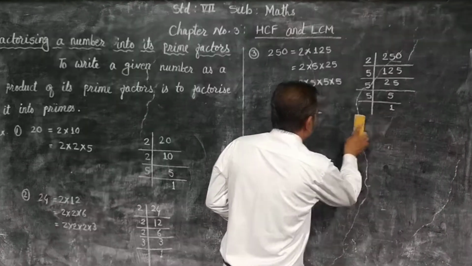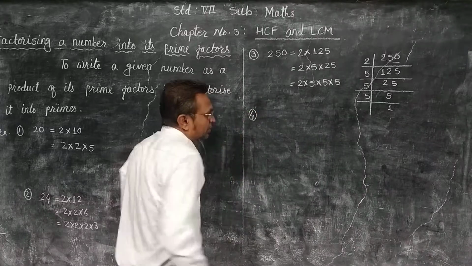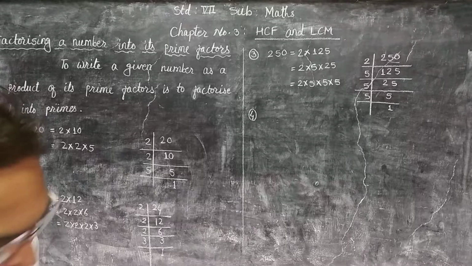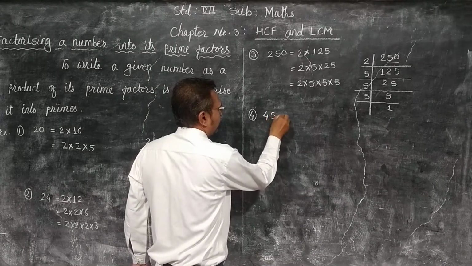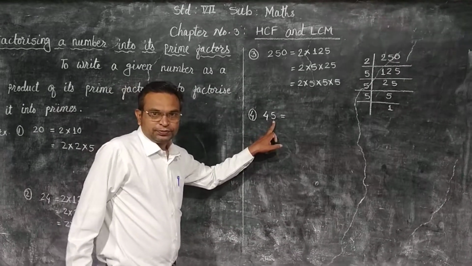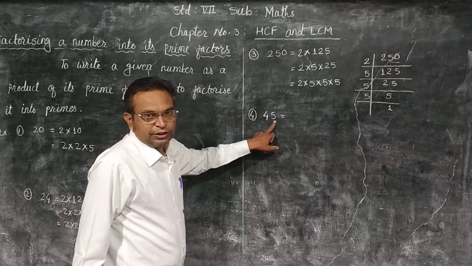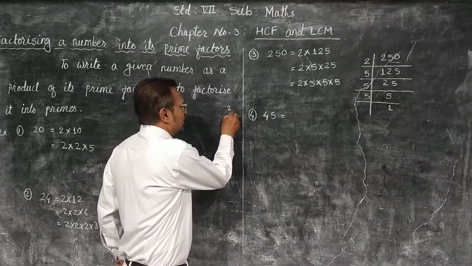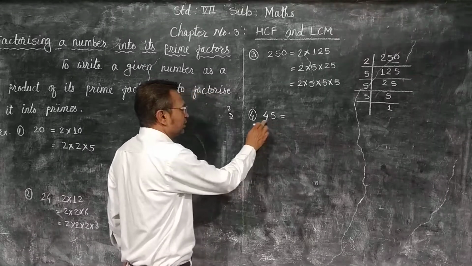Like this way. Now in the further examples we use only the horizontal method. Okay. 45. In the unit place there is 5. It means we can't use the divisibility test by 2 here. Then after 2 there is prime number 3. Use the test of 3. 4 plus 5 is 9. 9 is a multiple of 3.